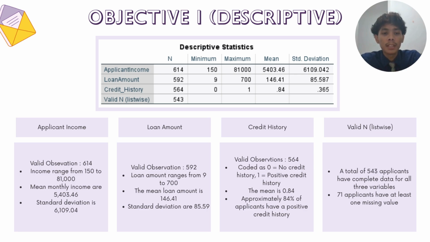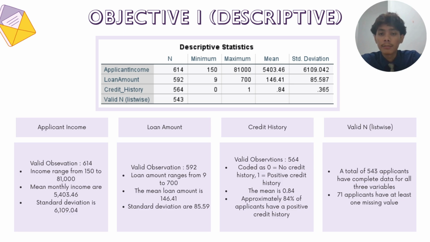Now, I will present Objective 1, which focuses on the descriptive statistics of the bank loan applicants based on three variables: applicant income, loan amount, and credit history. Let's begin with applicant income.